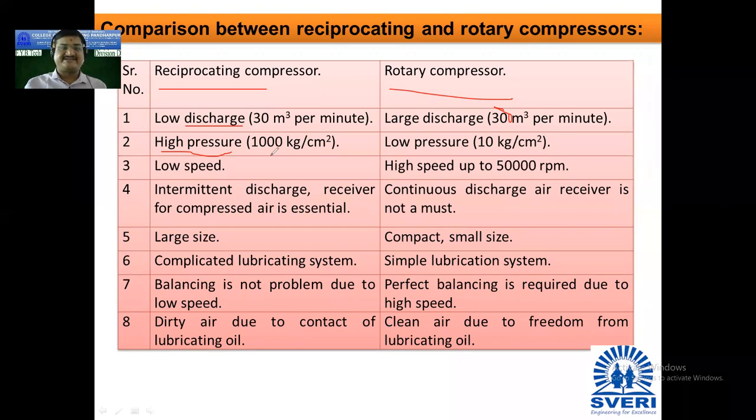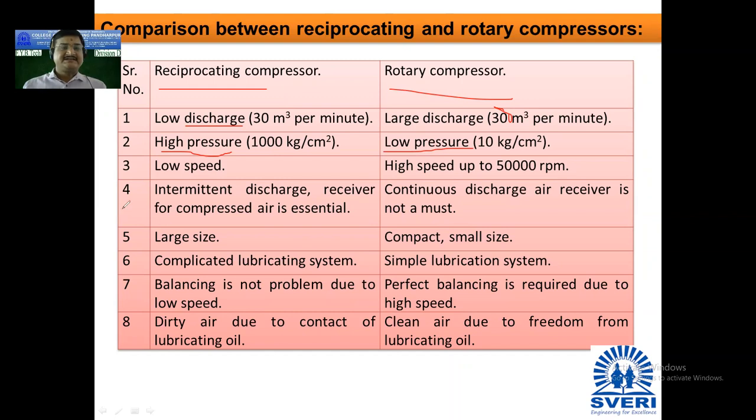And pressure you can see 1000 किलोग्राम पर सेंटीमीटर स्क्वेअर. म्हणजे जर 1 by 1 centimeter तुकडा घेतला तर त्या तुकड्यावर 1000 किलो इतका प्रेशर येणे इतकं जे काही प्रेशर आहे ते रेसिप्रोकेटिंग कॉम्प्रेसर मधनं आम्हाला मिळतं. तर लो प्रेशर मध्ये इट इज ऑलमोस्ट 100 times लेस दॅन द रेसिप्रोकेटिंग कॉम्प्रेसर, दॅट इज 10 kilogram per centimeter square.